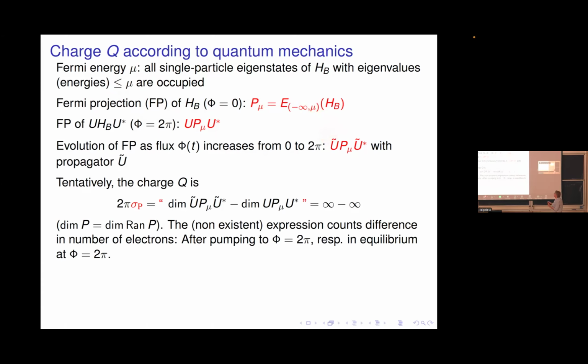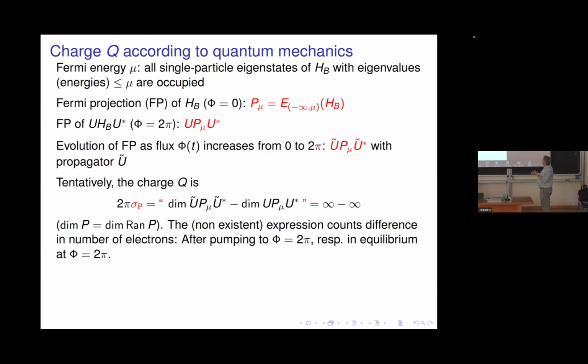And then the Hamiltonian with the quantum of flux is unitarily conjugated. And likewise, the Fermi projection for the flux 2 pi, the quantum of flux, is likewise unitarily conjugated. So that will be the corresponding Fermi projection. That is the situation you have at equilibrium when there is a quantum of flux. But now we actually do something different. There is no flux at the beginning, and we steadily increase it towards the end. So the flux is a function of time, which increases from 0 to 2 pi.